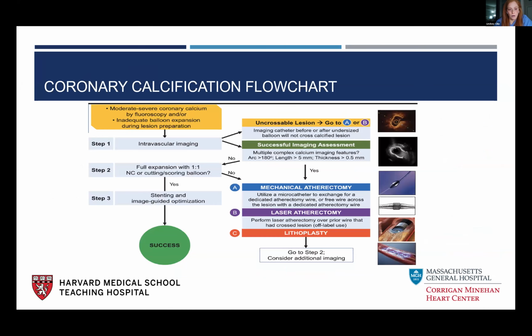I found this chart really helpful as a coronary calcification flow chart. It goes through a lot of the things we discussed. So if we see moderate to severe coronary calcium by fluoro or inadequate balloon expansion, go to imaging. We spoke about the criteria for IVUS and OCT imaging. And if you meet those criteria, move on to mechanical atherectomy, laser atherectomy, or lithotripsy. If it doesn't meet that criteria, try cutting balloons or NC balloons. If that doesn't yield, again, move to atherectomy. But hopefully at the end, you'll be able to stent and optimize your stent.